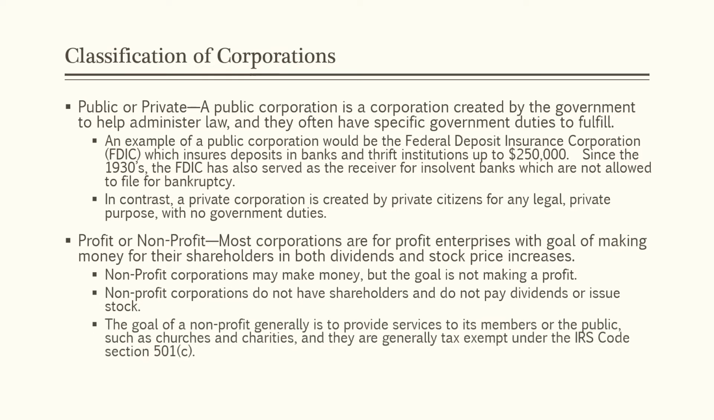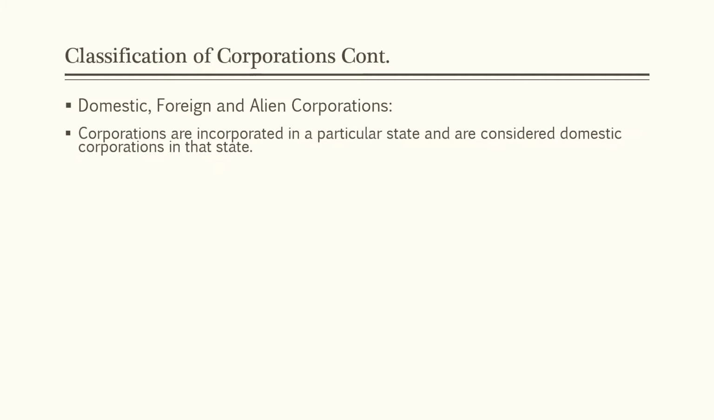The goal of a nonprofit generally is to provide services to its members or the public, such as churches and charities, and they are generally tax exempt under the IRS Code Section 501(c). Next, we will discuss the difference between domestic, foreign, and alien corporations. Corporations are incorporated in a particular state and are considered domestic corporations in that state only.